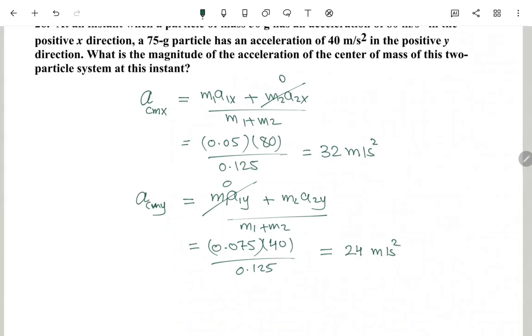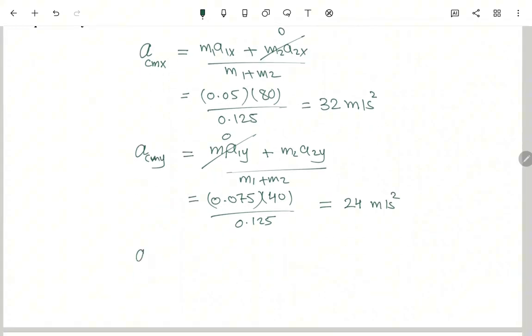So A, after all, will be equal to square root of ax square, so 32 square, it's 1024, plus ay square, 24 square, which is 576, or 1600, so 40 meter per second square.